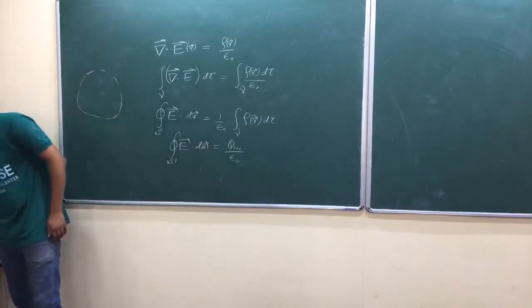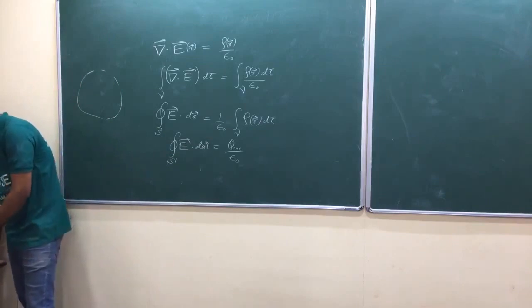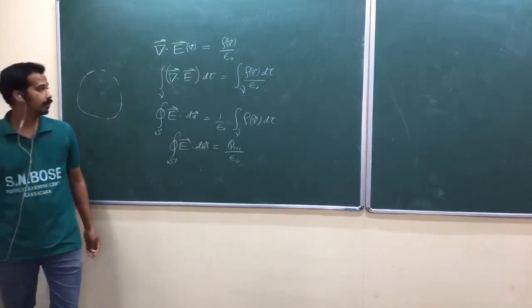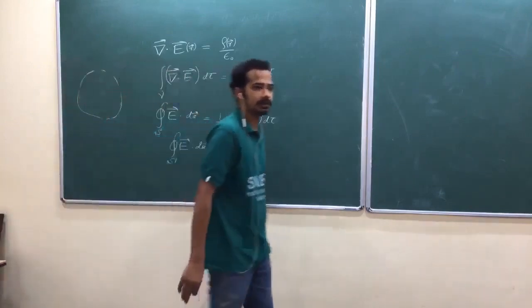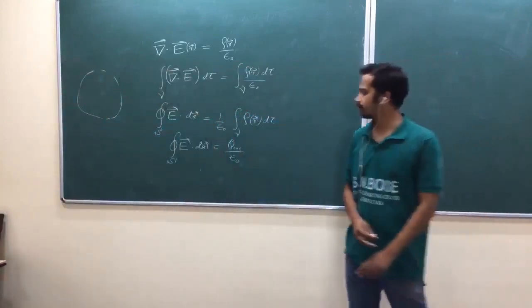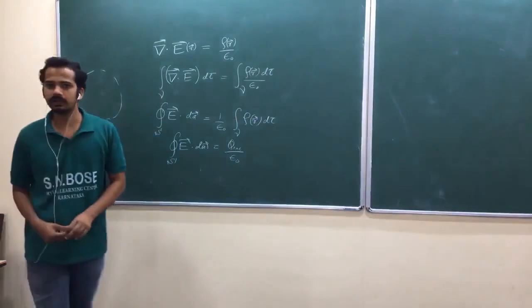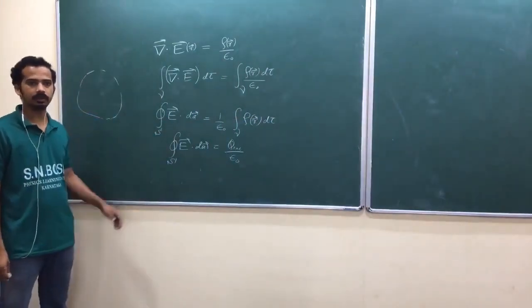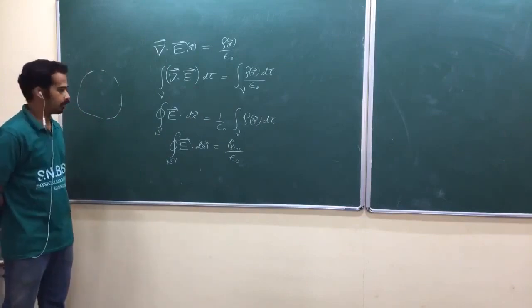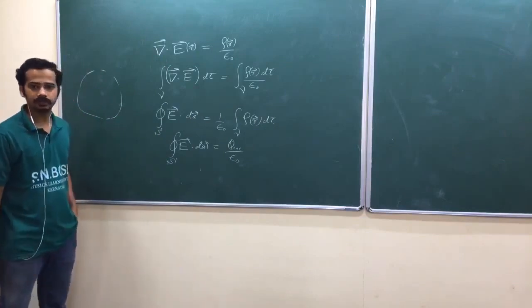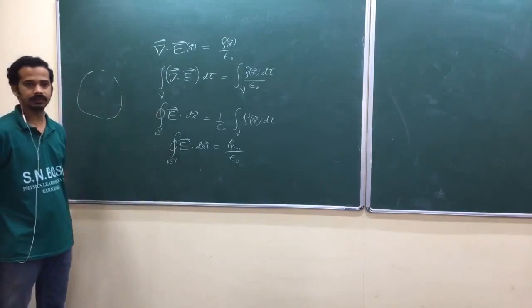So now the next one is application of Gauss. Remember, once I write this, I can take any volume anywhere. This is true for all surfaces, any shape of the surface. But earlier I tried to prove it using a spherical surface, by taking one charge at the center.